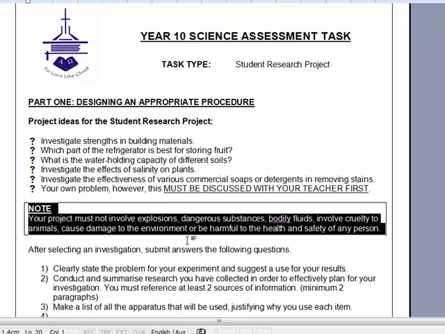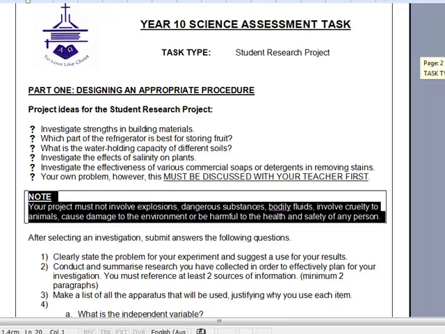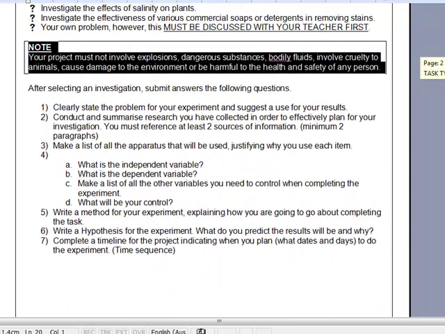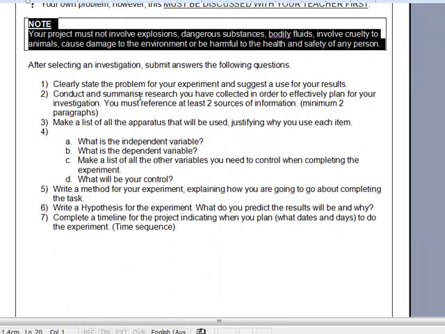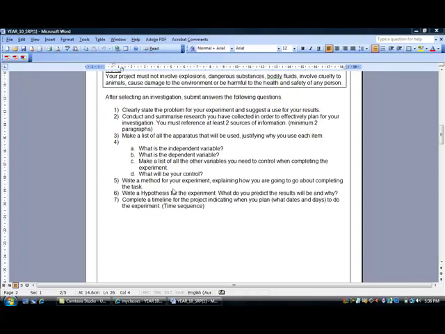Declaration here about not doing anything that's going to be dangerous to yourself or to any other animals or being cruel or anything like that. And now we get down into the nuts and bolts of the assessment task. Okay, going on to part 1.